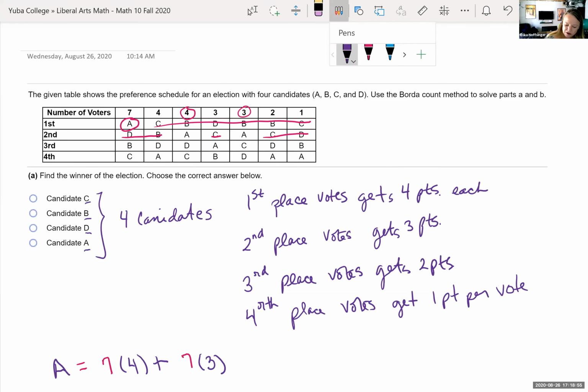And then we're going to go to third place, and we're only again looking at A. On third place, there are people that voted them here. 3 voted them as their third choice, and no one else. And so here we would have 3 plus, times the number it's worth. Third place votes are only worth 2 points, so 3 times 2.